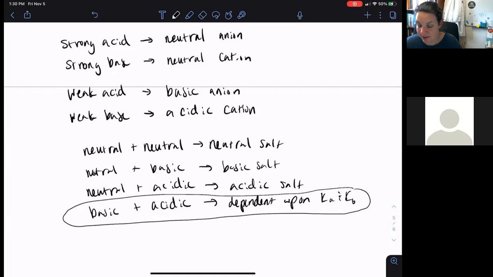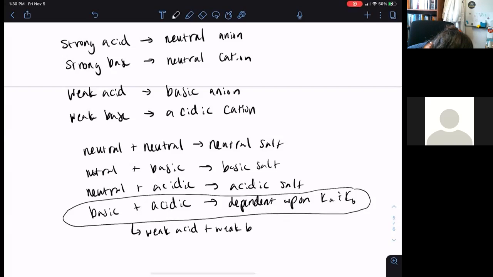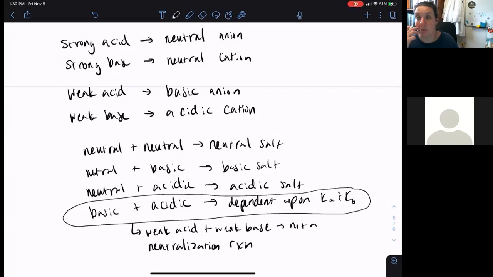We can take an acid and a base that are both weak and react them together, but we don't consider that to be a neutralization reaction. This is a weak acid plus weak base, so not a neutralization reaction. But we can still determine the acidity or basicity of the salt according to which substance is stronger, your acid or your base.